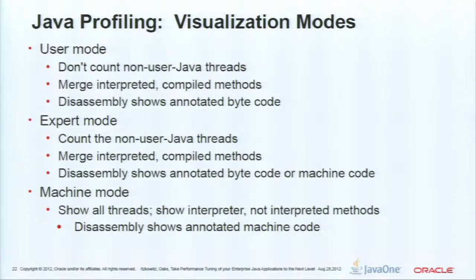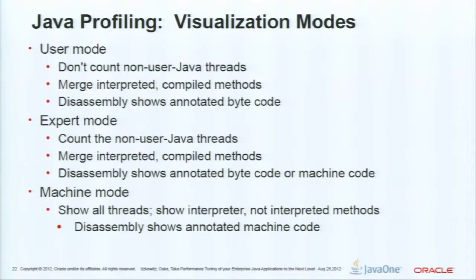We also have an expert mode, which is for people who are writing or primarily interested in Java, but have a little more sophistication, and so they're interested in garbage collection issues and hotspot compilation issues. For that, we do count the non-user Java threads, because GC and hotspot are non-user Java. We, again, will merge interpreted and compiled versions of the same user method. And the disassembly will show you either annotated bytecode for Java code or annotated machine code for the parts that are not Java.